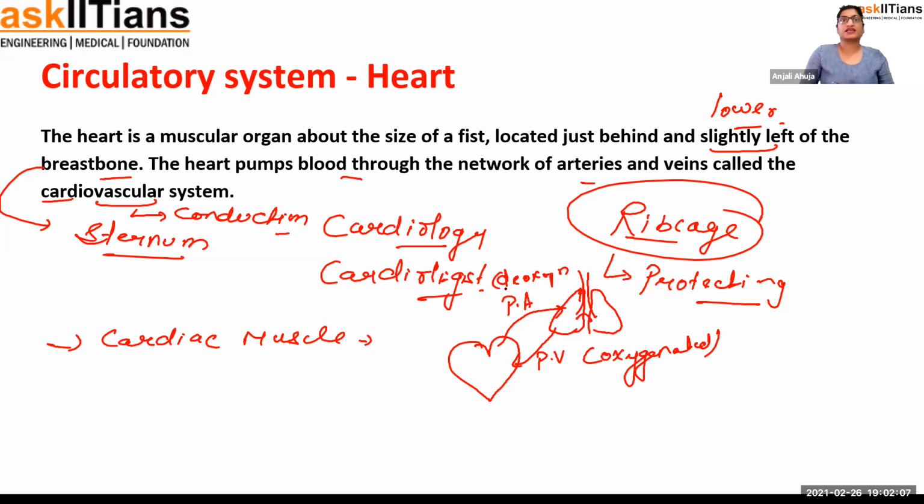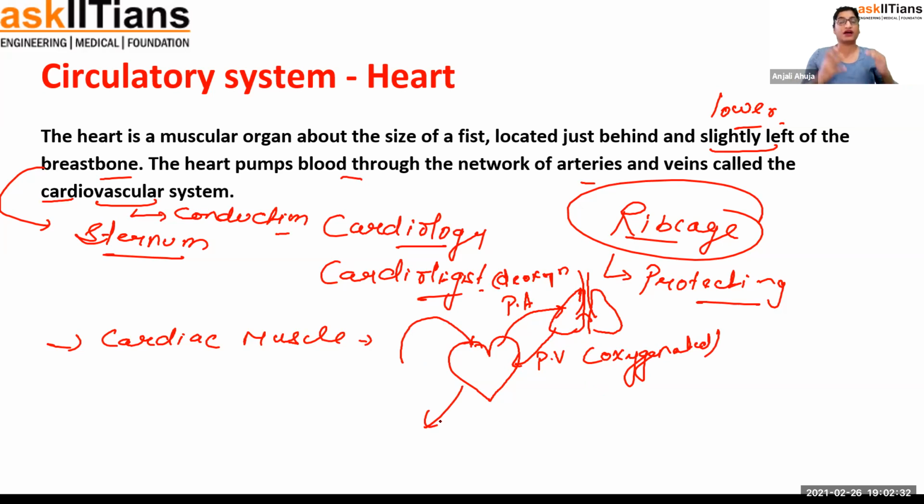Technically, the purification of the blood happens in two places in our body. One is the lungs, the second is the kidney. In the kidney, all the waste products are removed, but in the lungs, oxygen and CO2 exchange happens. The heart is just pumping the blood. It collects all the blood from the body, sends it to the lungs, takes oxygenated blood back from the lungs, and then sends it all over the body.